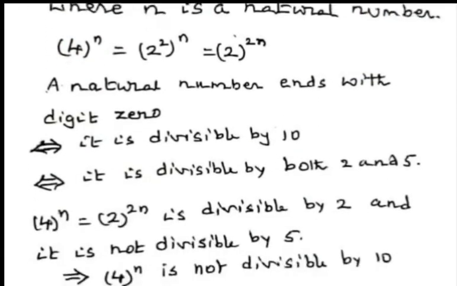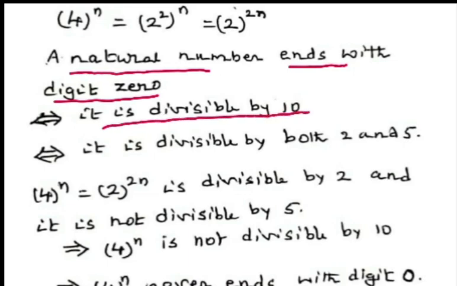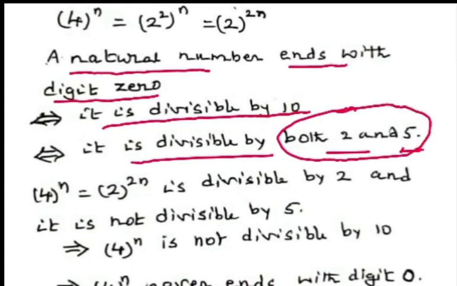Now we note down an important property. A natural number ends with digit 0, for example 20, 50, 60, 80, 100, 110, 970. Any such number should be divisible by 10. A number is divisible by 10 means it must be divisible by both 2 and 5. This condition is necessary.